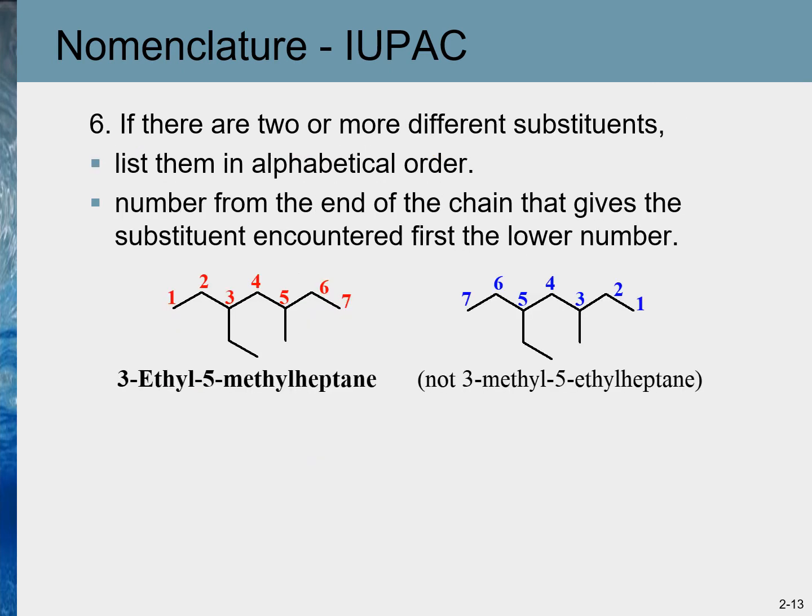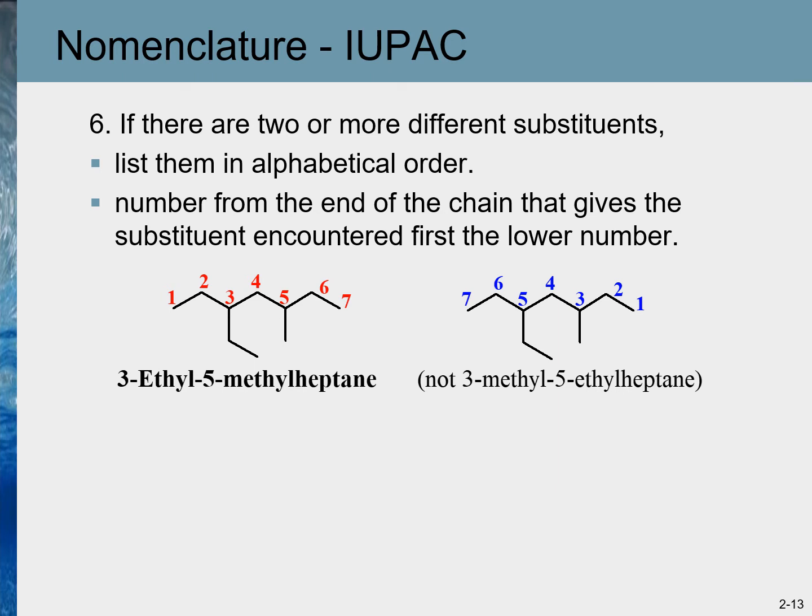In case there are 2 or more different substituents, we list them in alphabetical order. For example, in this case, we have substituent ethyl here and methyl here. So alphabetically, ethyl comes first and methyl comes later. And that is done when we write the name. When we number the parent chain, we number the chain from that end which gives the lower number to the substituent encountered first. This rule is the same as the previous rule.